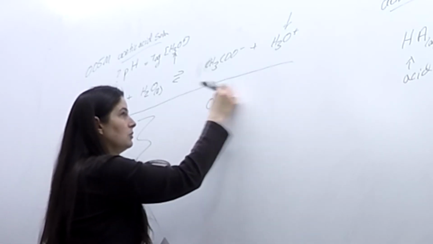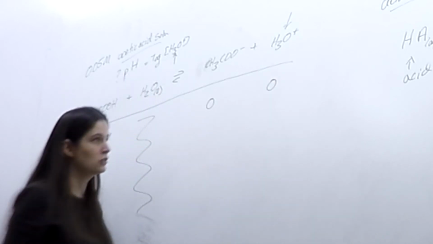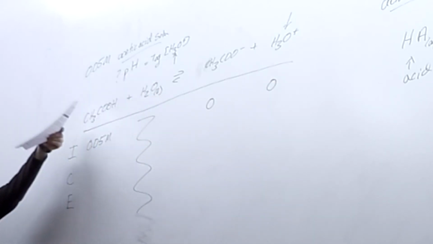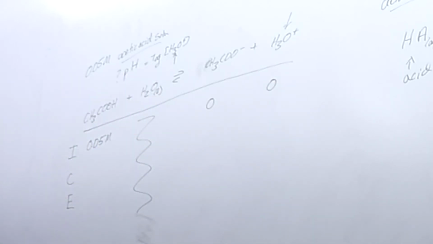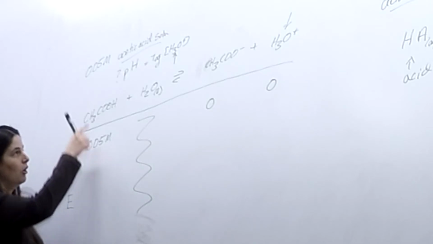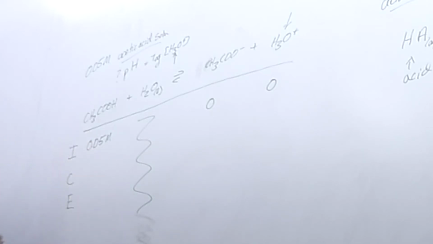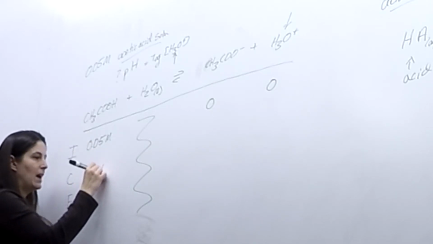These two do not exist at the beginning, so they start off at 0. If their concentrations are not given in the question, they are 0 at the beginning, the initial. Okay, so the initial concentration is all on the acetic acid. This is going to change by X.